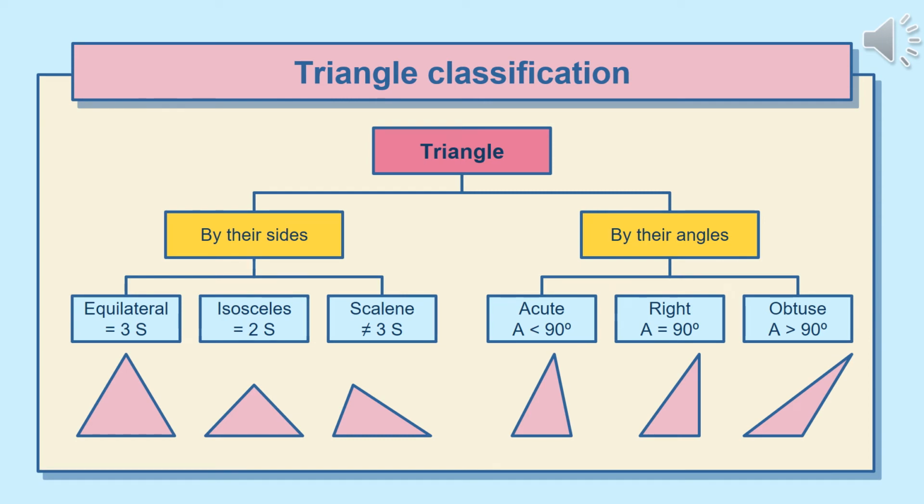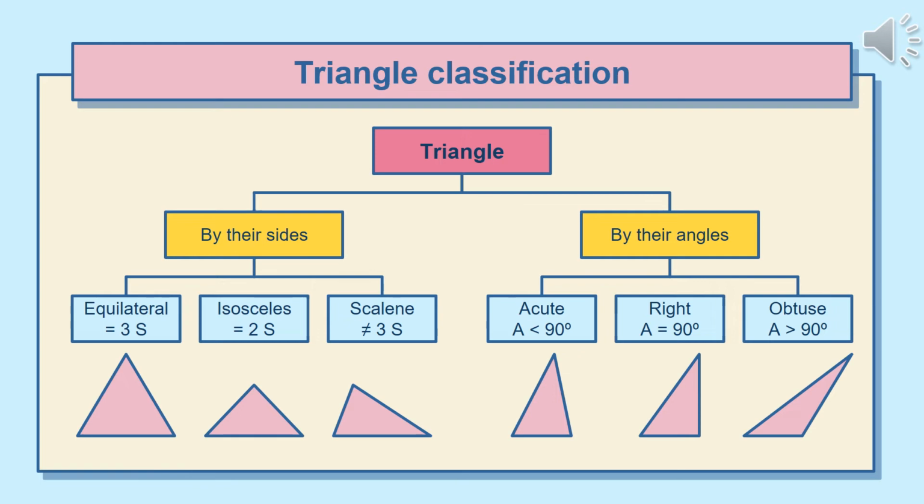Do you remember the types of triangles? Well, the types of triangles can be decided according to their sides and according to their angles. According to the sides, it can be classified as equilateral triangle where all the 3 sides are equal, isosceles triangle where 2 sides are equal, and scalene triangle where all the 3 sides are different.